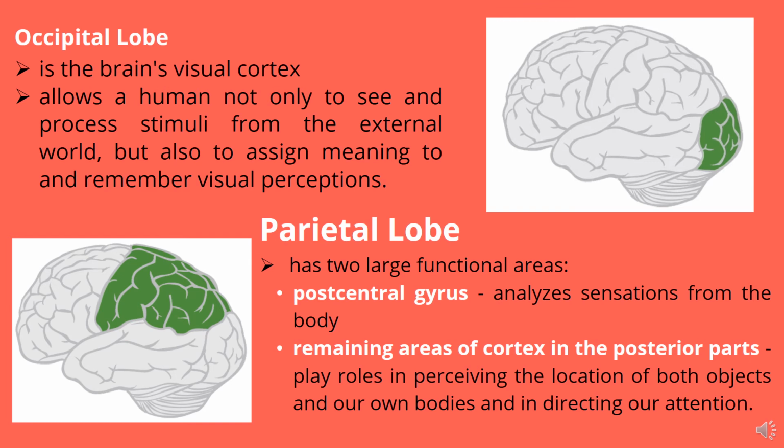The parietal lobe has two large functional areas: the postcentral gyrus, which analyzes sensation from the body, and the remaining areas of cortex in the posterior part of the parietal lobes, which play roles in perceiving the location of both objects and our own bodies and in directing our attention.